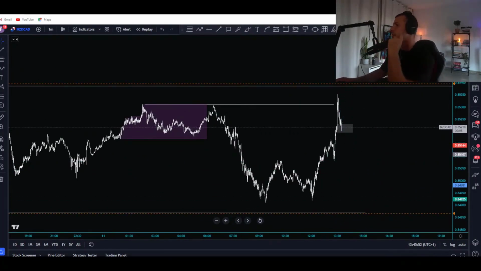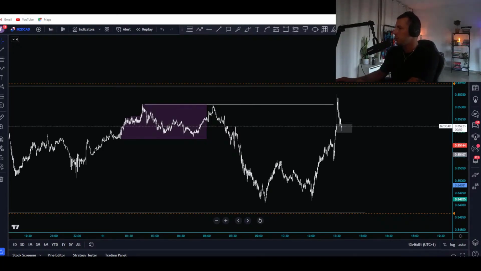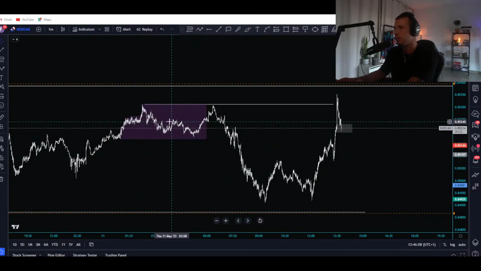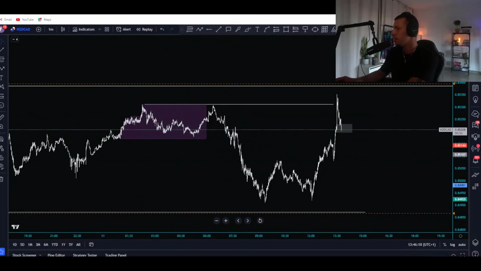So let's look at some of the questions that we have for today. Do you avoid trading major red folder news? Yes, I avoid trading high impact news. What are the purple boxes? The purple boxes are the Asian range session. Pretty easy, it's just an indicator that puts where the Asian range is, and that's it.